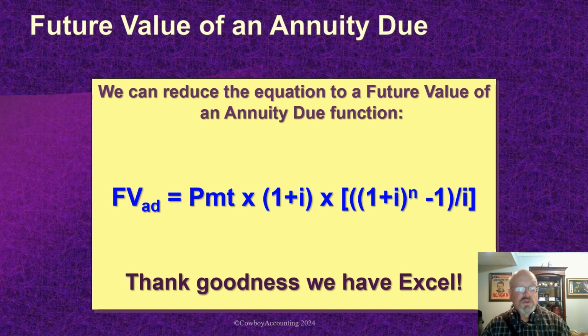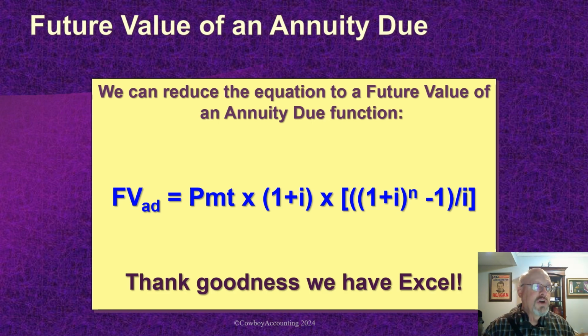Now, as it turns out, the formula for that is pretty complex, but it simplifies down to this. The future value of an annuity due is whatever the payment is times 1 plus the interest rate times 1 plus the interest rate raised to the n minus 1 divided by i. It's really complex, but that's what it actually simplifies down to. The payment function within Excel utilizes and exploits this particular formula. So thank goodness we have Excel, right?